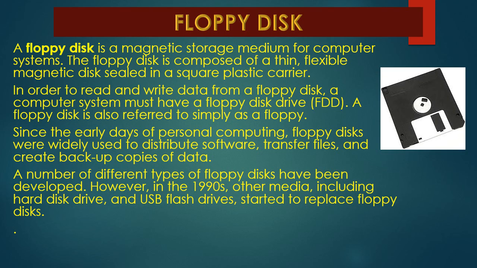Floppy disks are slower to access than hard disks and have less storage capacity, but they are much less expensive than hard disks. Floppies come in three basic sizes, that is 8 inches, 5 1/4 inches and 3 1/2 inches, but the last one is the most commonly used size.